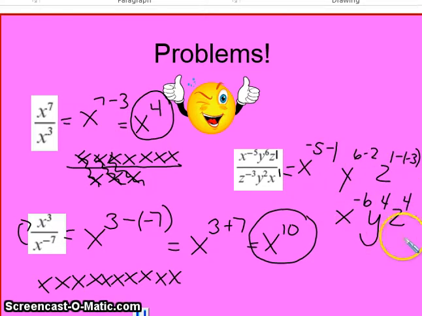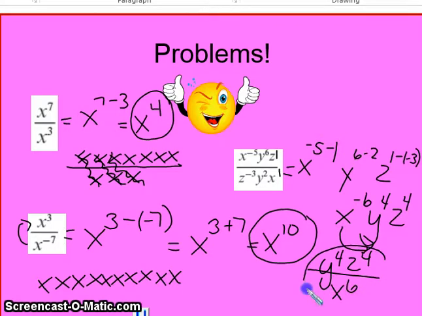But it's not simplified all the way here, because x has a negative exponent. Now y to the 4th and z to the 4th are fine in the numerator because they have positive exponents. But I need to move this x into the denominator. So I still have y to the 4th, z to the 4th. And in the denominator, I have x to the positive 6th power. And that's my solution there.